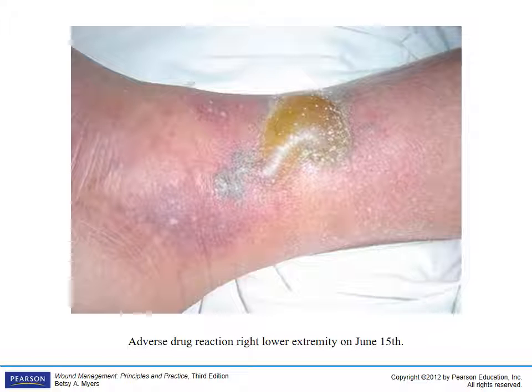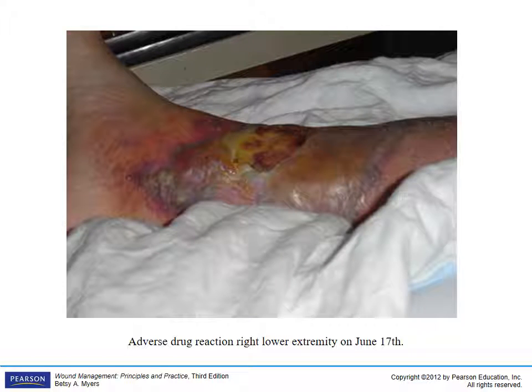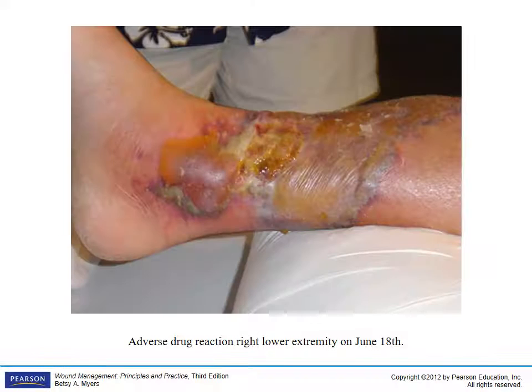Here's an adverse drug reaction. There's a series of pictures we're going to see in the next couple of slides, and it follows by date. So here you see a rather small blister, but you see a lot of redness in the skin around this area. And this is on June 15th. Two days later, you can see that the redness has gotten deep purple, and you see more blistering, and there's an open area on the leg.